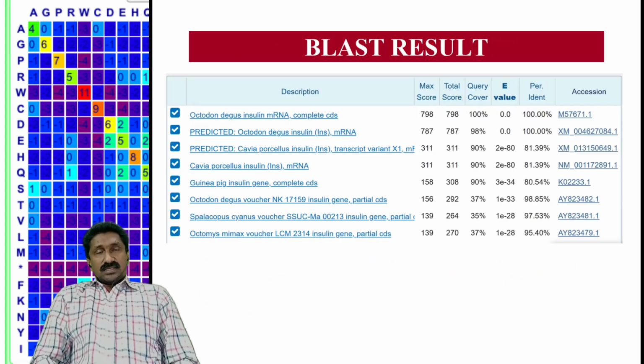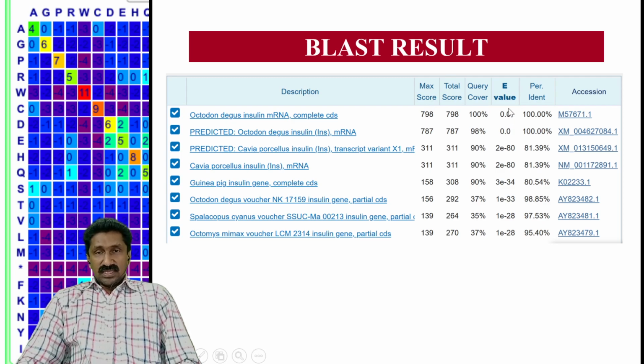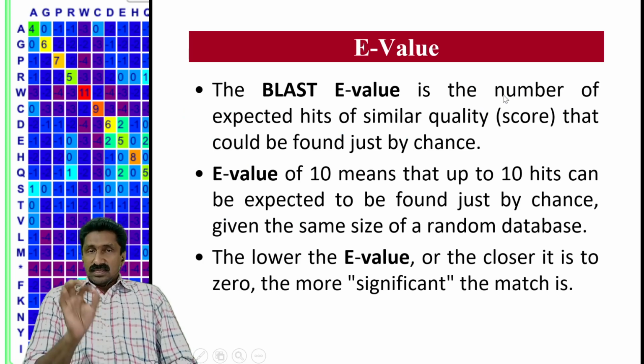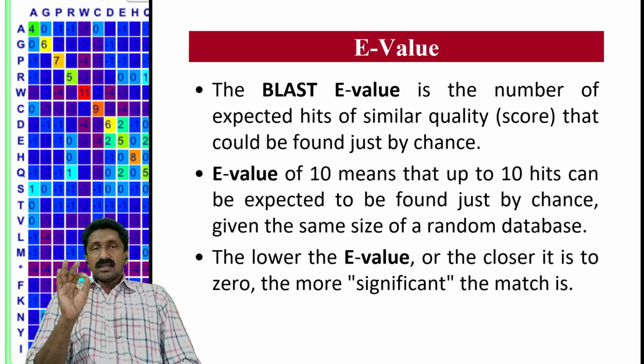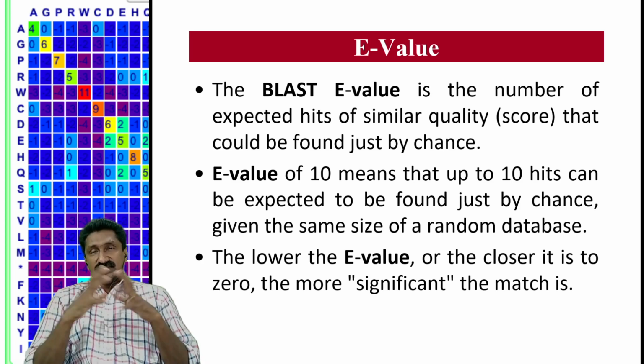So this is the BLAST result page that was previously shown. Here you have maximum score, total score, query coverage, e-value. The e-value is a significant one that we want to discuss. The BLAST e-value is the number of expected hits of a similar quality that could be found just by chance.